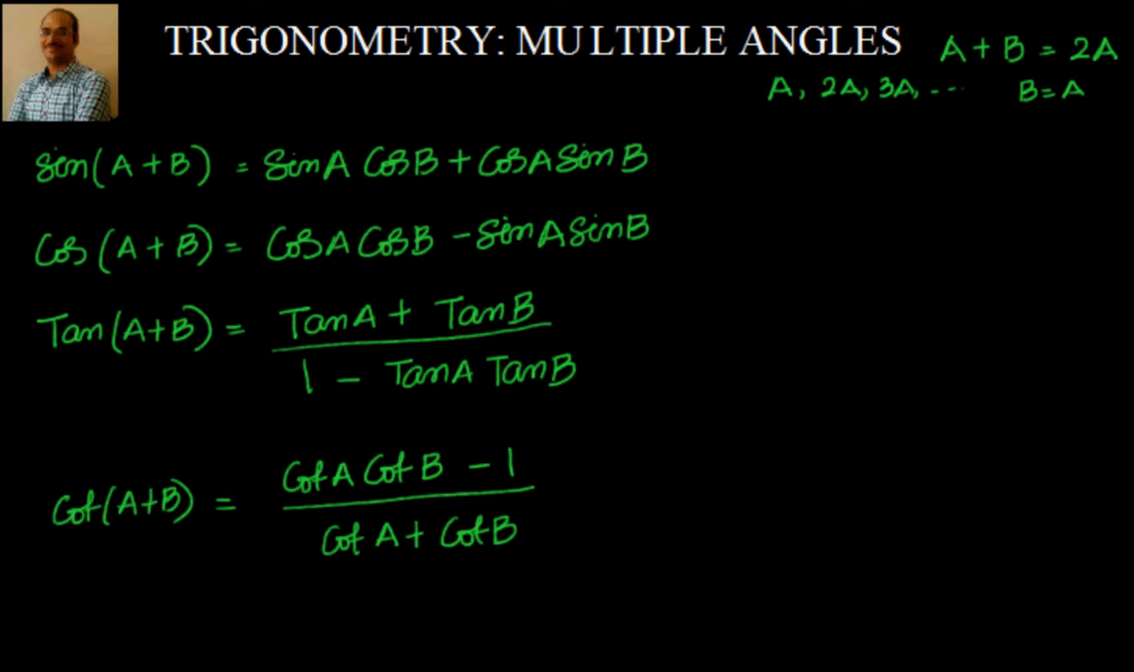Let's go ahead and simplify that. Let's see what's going to happen. Now, A equal to B. So this is sin of A plus B, and B is equal to A. So sin 2A is equal to sin A cos A plus cos A sin A, similarly B is A. That is nothing but equal to 2 sin A cos A.